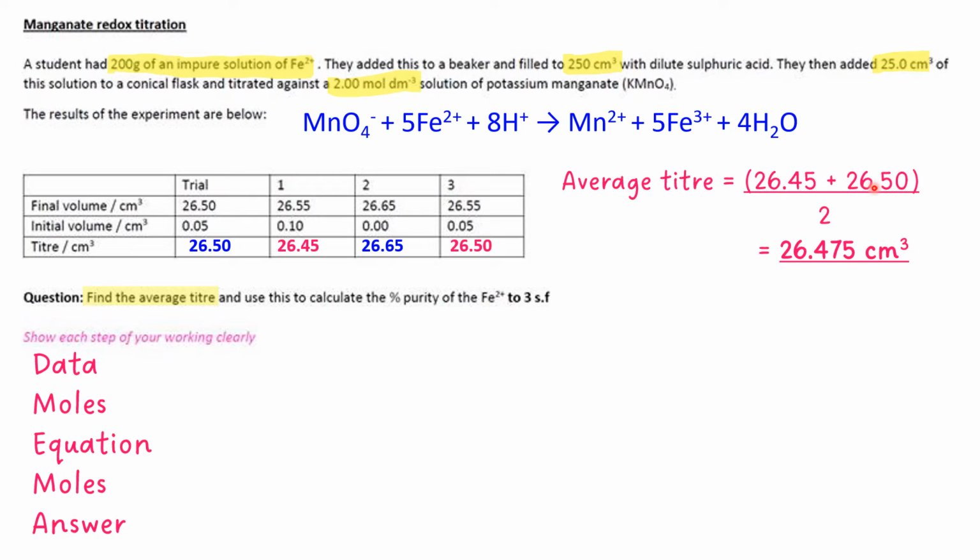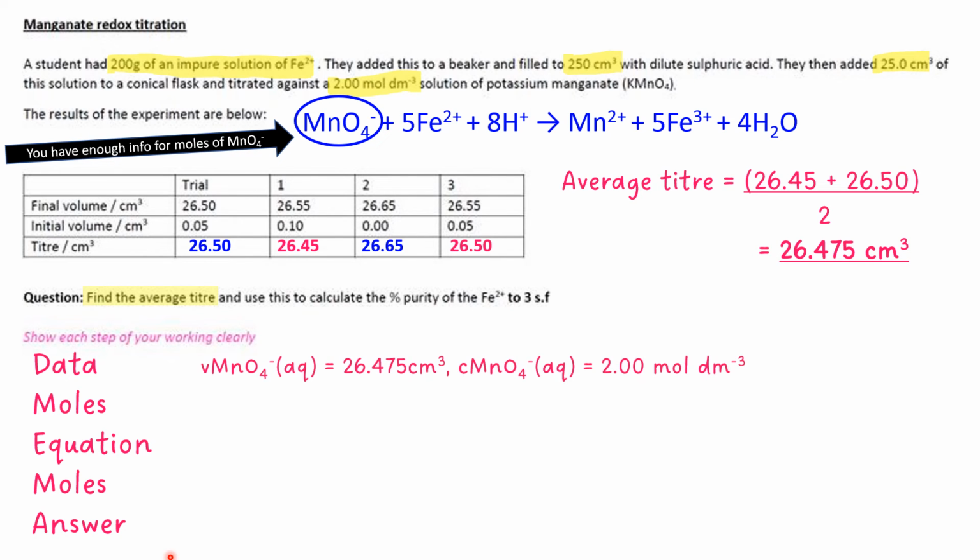So these two have to be quoted to the nearest 0.05 cm³, because that's the accuracy to which the burette works. This is not coming from the burette directly. This is coming from an average of the 2 closest ones. So therefore, this can be quoted in the full calculator value. So the information that we have for manganate allows us to work out the number of moles.